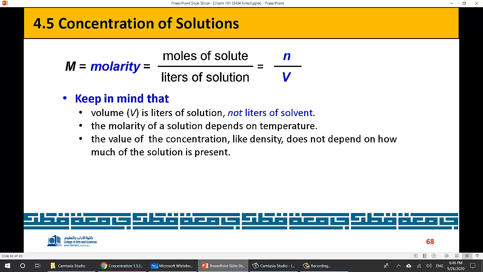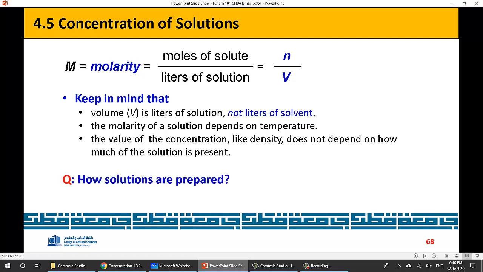The other thing is that the molarity of a solution depends on temperature. So when you prepare a solution in the lab with a given molarity, the molarity might change if the temperature of the lab changes. Also, the value of concentration, like density, does not depend on how much of the solution is present, so it is an intensive property.